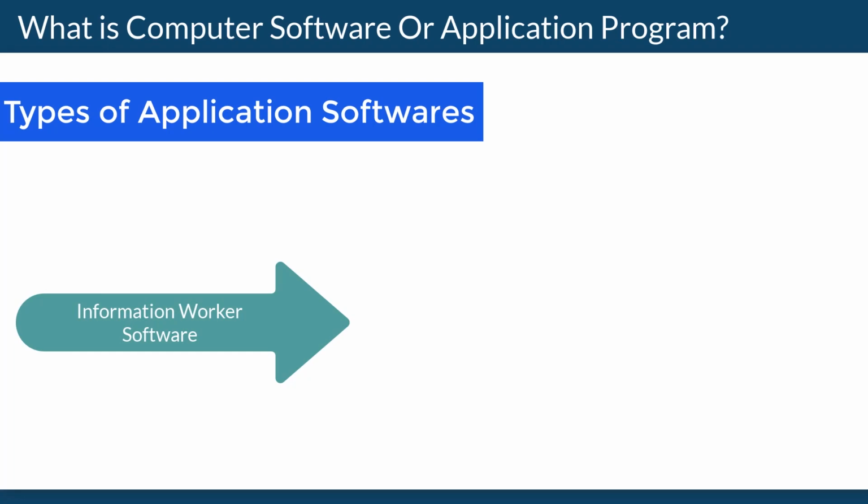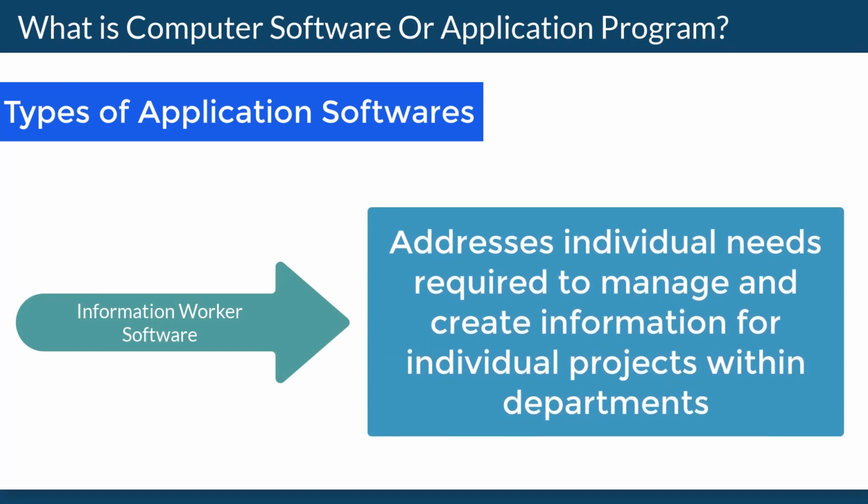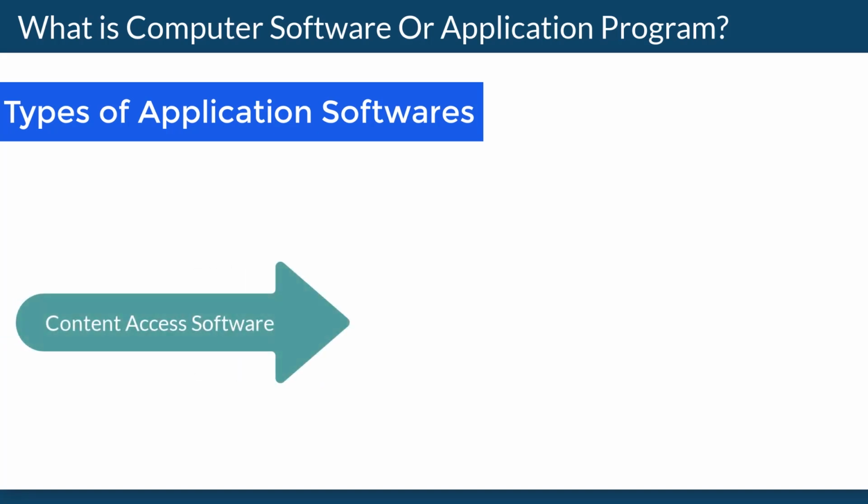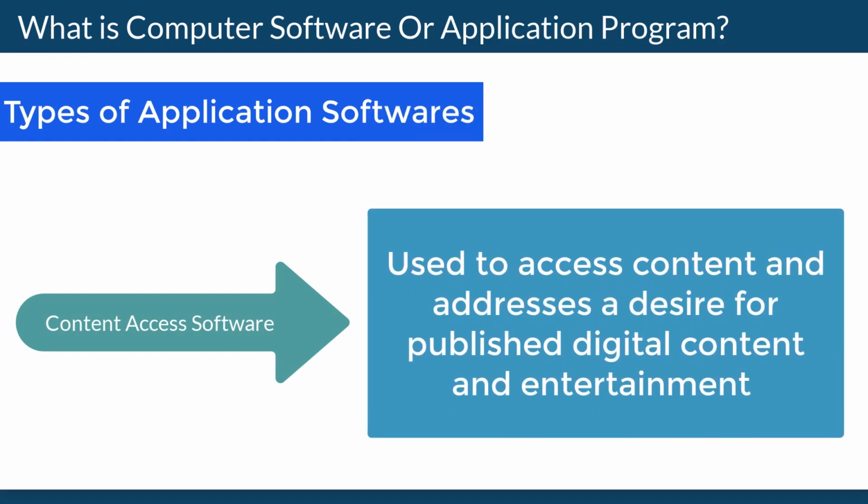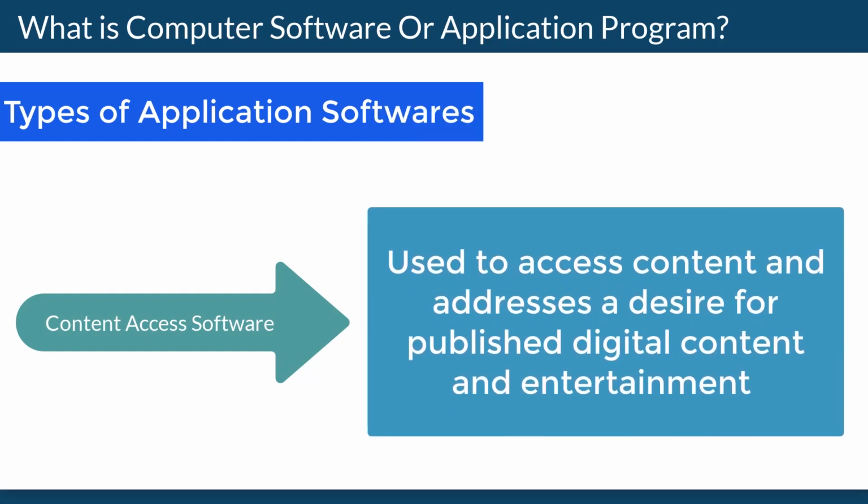Information worker software addresses individual needs required to manage and create information for individual projects within departments. Content access software is used to access content and addresses a desire for published digital content and entertainment.